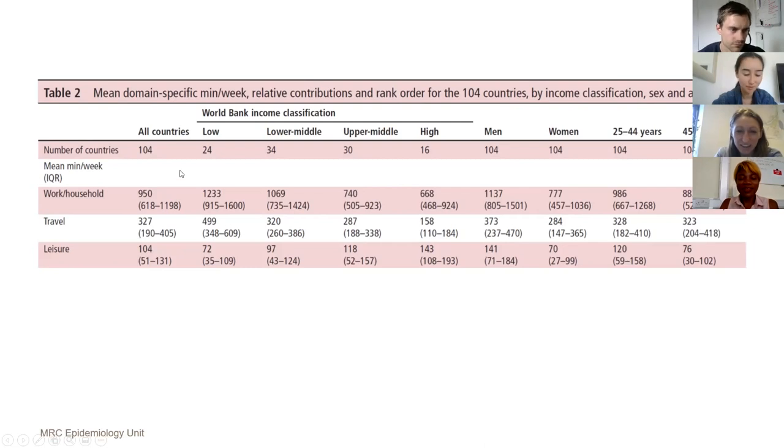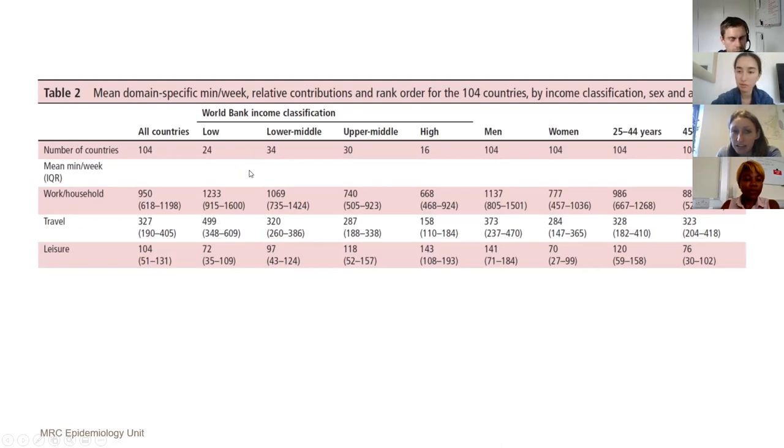Here you can see that across the 104 countries, the mean of the means was 950 minutes for work and household, which was double that of travel. And again, over double that of leisure. So that's giving you a sense of the relative contributions immediately, but we'll talk about that more.